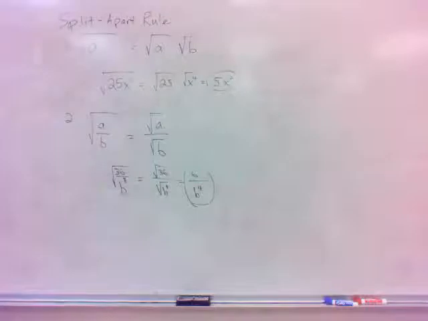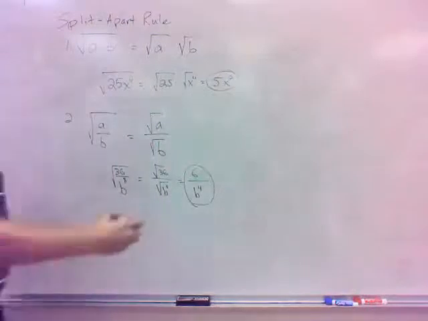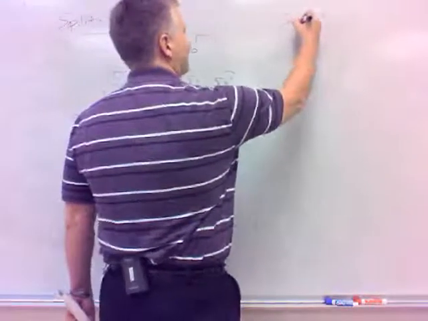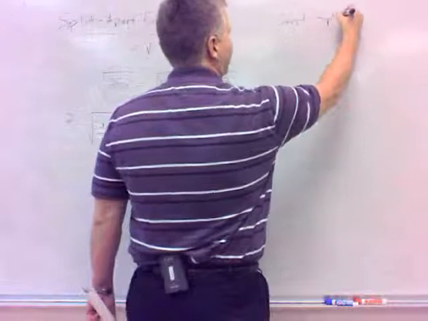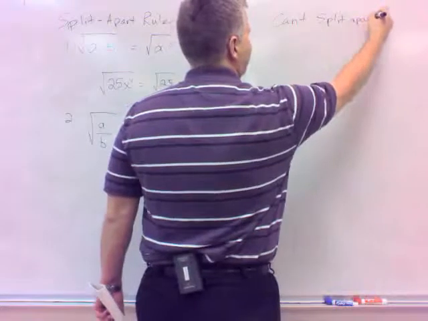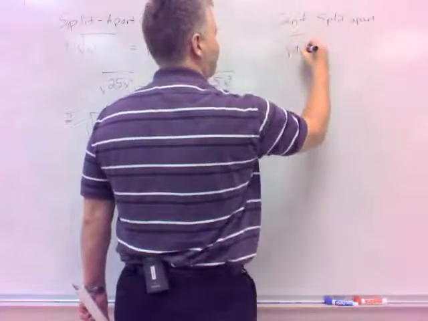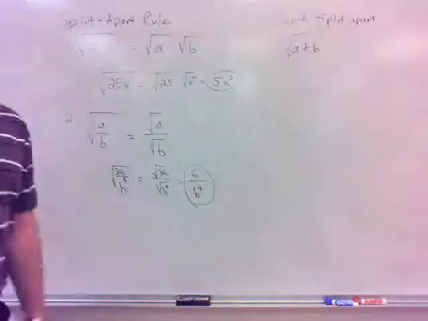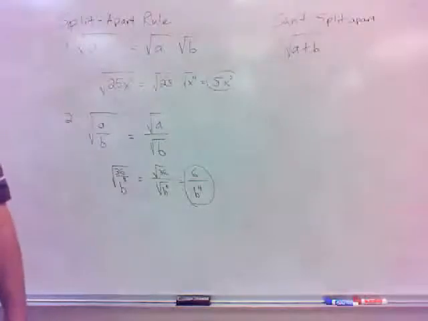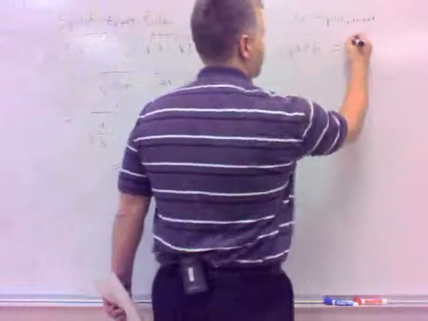Now, I'll probably say more about this one next time, but let me go ahead and mention there's another side to this split apart rule. There are some things you can't split apart. The can't split apart rule. You can't split apart this. If it's the square root of a plus b, not going to be the square root of a plus the square root of b.